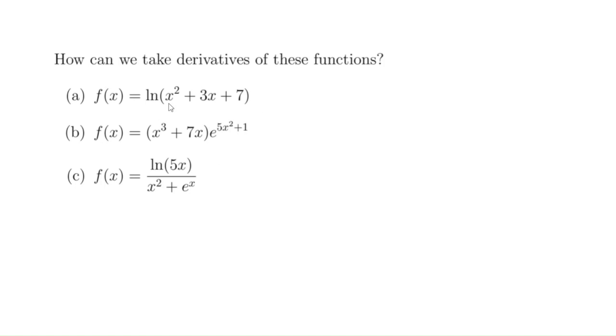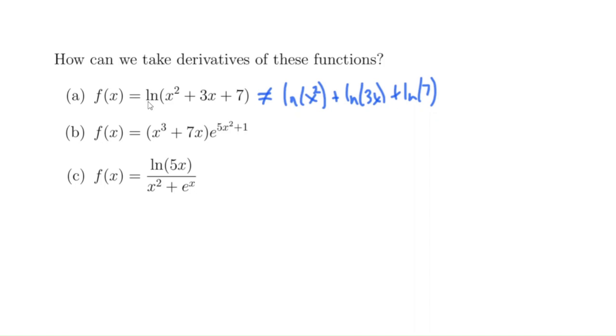So in part A, by the way, we're not allowed to bring this 2 out front here because that only works if it were the whole expression inside here squared. Then we could bring the 2 out front, but we have ln of x squared, so we can't bring that out front. Also, what we can't do, this is not the same thing as ln of x squared plus ln of 3x plus ln of 7, right?